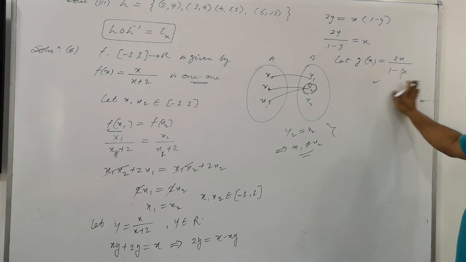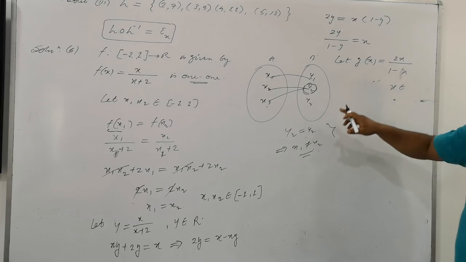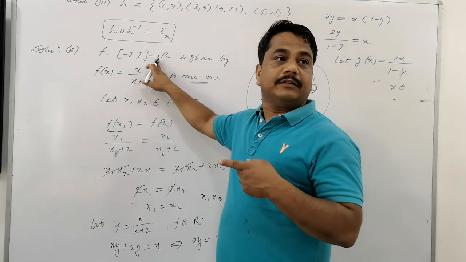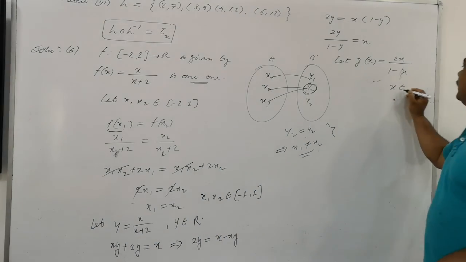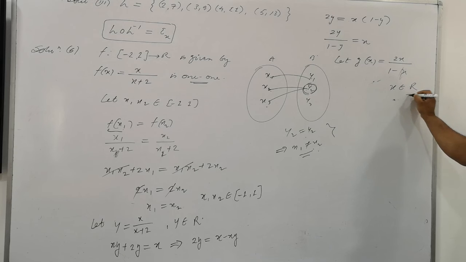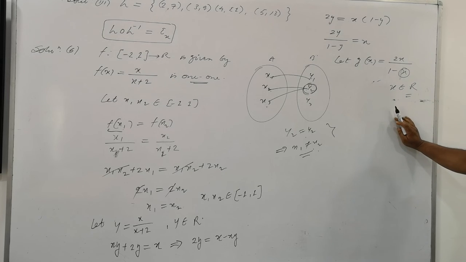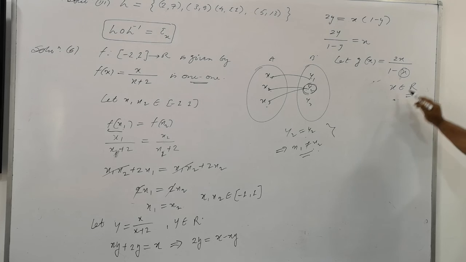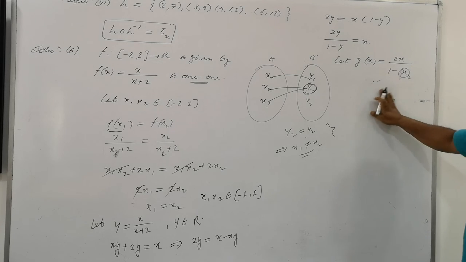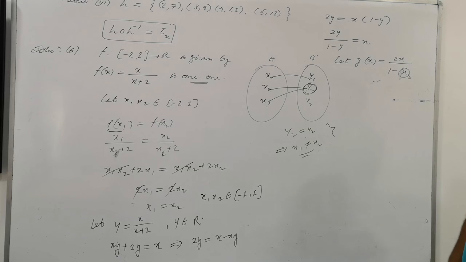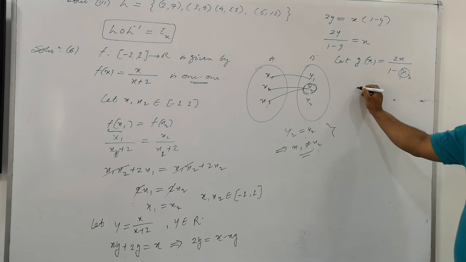Here g is the function from R to R minus {1}. So here x belongs to what? R. So if I put the value here, what is to be put here? This R is to be put here. So we have to prove that. Find the inverse of this. Is it possible to find the inverse here? Inverse is possible. We can test this.